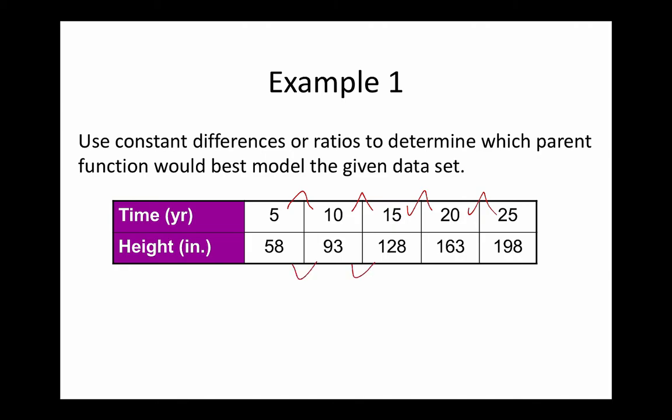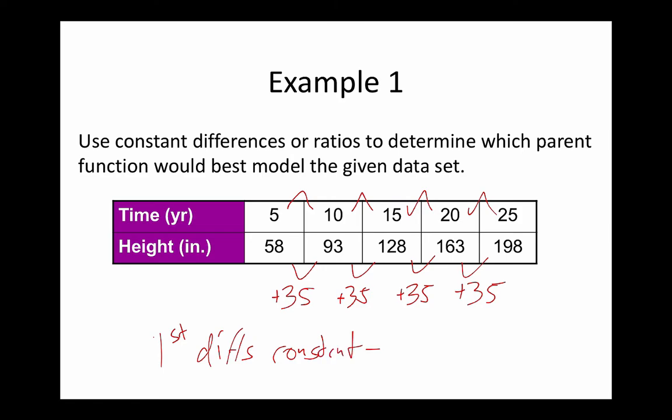So looking at our y values, we're going to go 58 to 93, that's plus 35. From 93 to 128, that's plus 35. From 128 to 163, that's plus 35. From 163 to 198, bet you can't guess it, it's 35. So those are our first differences. They are constant. So the first differences are constant, and therefore it is a linear graph. So again, first differences are representing linear.